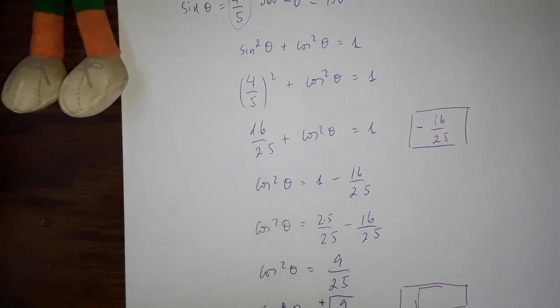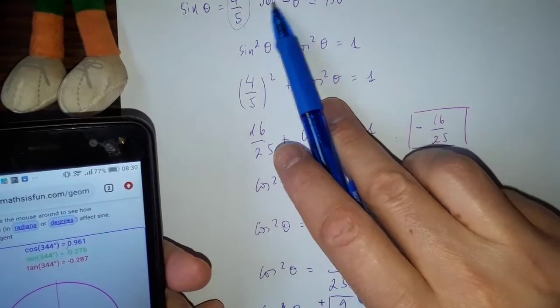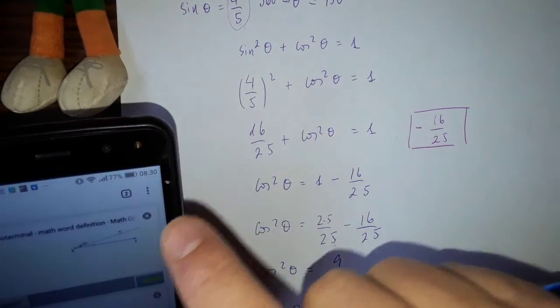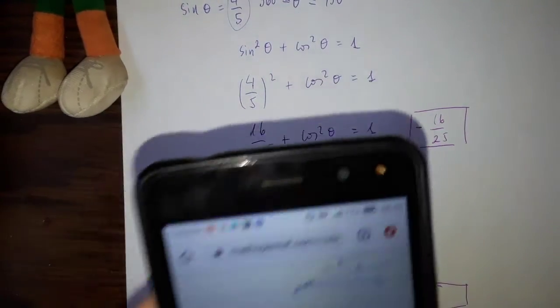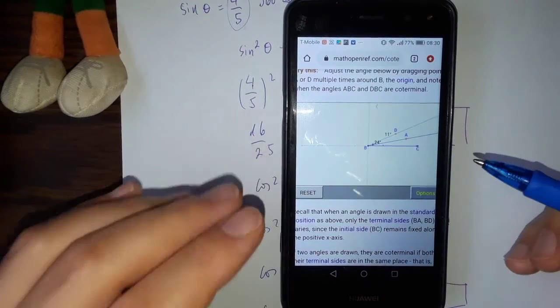Now, because they say that the angle theta is between, okay, let's look at this. This reflection is important right now. We need to know, actually, it says between 360 and 450. And I would like to show you something new that I have not shown you before. This is about coterminal angles.